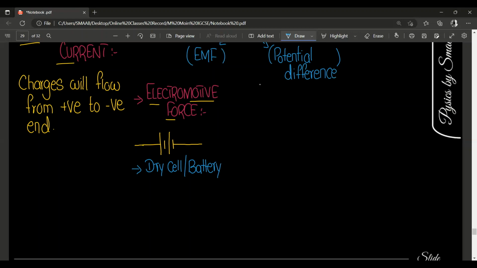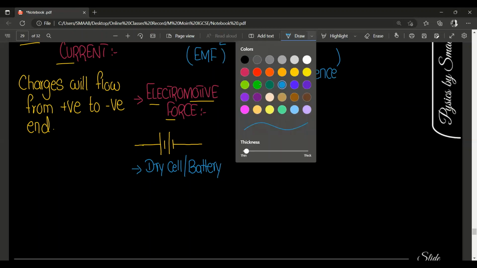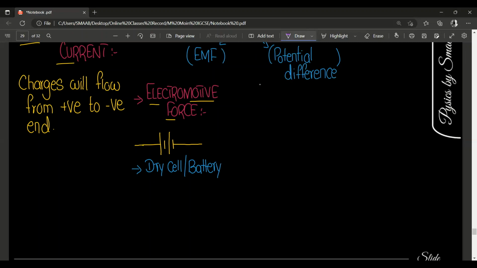So let's suppose there is a dry cell or a battery. We can say that there is chemical energy, that the cell gives you chemical energy. So in a dry cell or a battery, there is chemical energy.